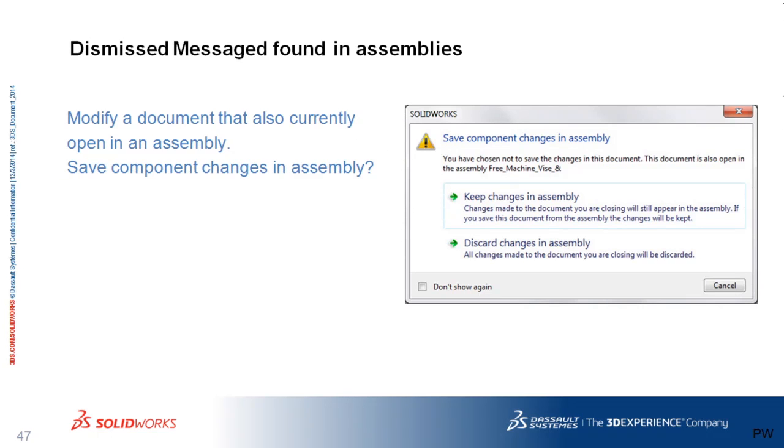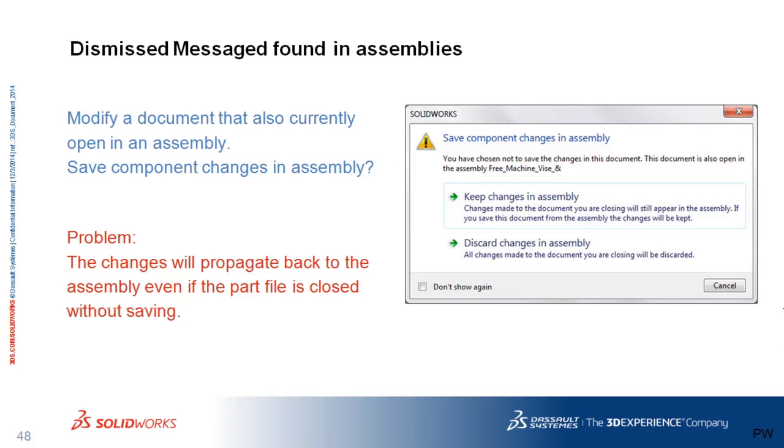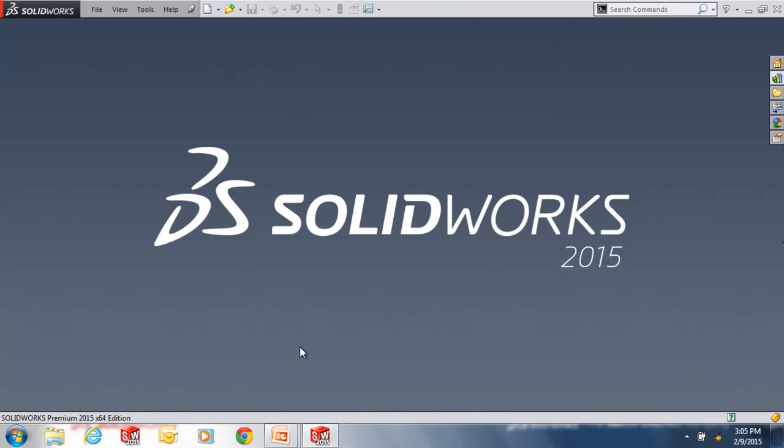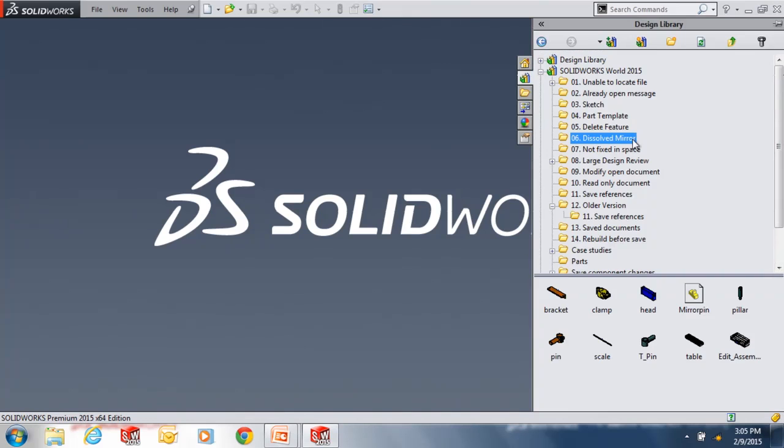This is probably a good one, and they've enhanced this message over the years. It's gotten a lot better. A couple years ago, I think, was Bryan, you didn't even have the ability to fix this message. But if you have an assembly open and then you go to open up a part in that assembly, what would happen if you made a change but didn't want to save it? It would automatically update your assembly if you had it open, and you didn't really get an option to fix it. Well, the problem is, obviously, if you make a change and you dismiss this message, those changes may go back to the assembly even though the part's closed. Let's take a quick look at that. Again, they fixed this so that you have better options now than you did a couple years ago.